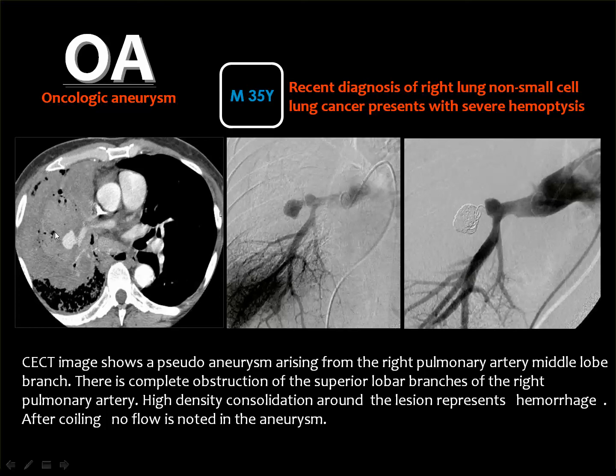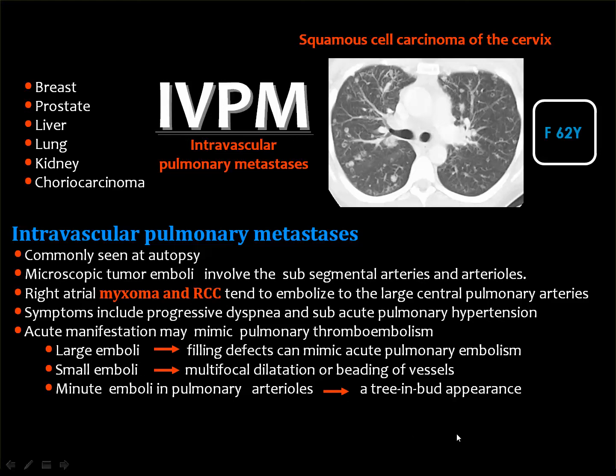This is a pseudoaneurysm that has resulted from weakening of the arterial wall by the neoplasm. And this is a very dangerous aneurysm. It may rupture at any time, and it needs, of course, intervention management. And this is the selective pulmonary angiography showing the aneurysmal cavity, and this is after coiling of the cavity itself.